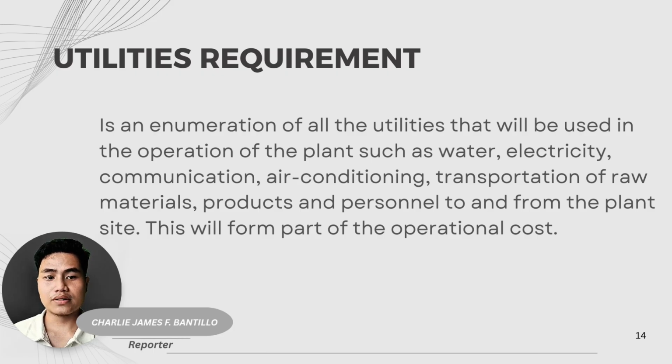communication, for coordination inside and outside the plant. Example, telephone lines, internet bills, mobile load, or plan. Air conditioning and ventilation, to maintain proper temperature and air quality inside the plant. Examples of these are electricity for AC units and maintenance cost. And the last is transportation, for moving raw materials to the plant, delivering products to customers, and transporting workers. For example, fuel, vehicle maintenance, and driver's salary.